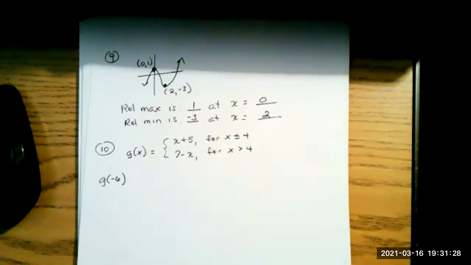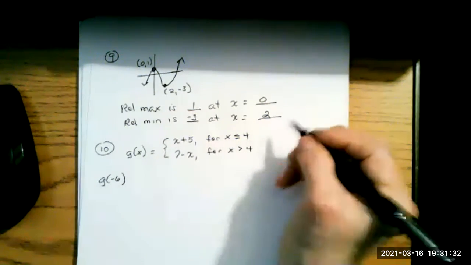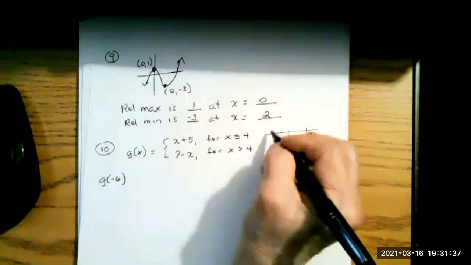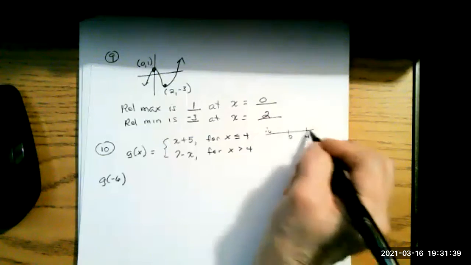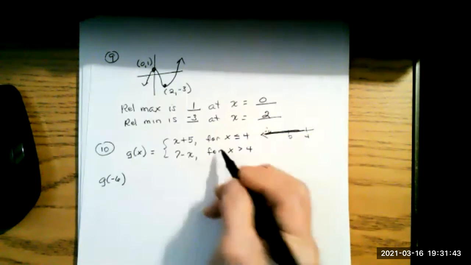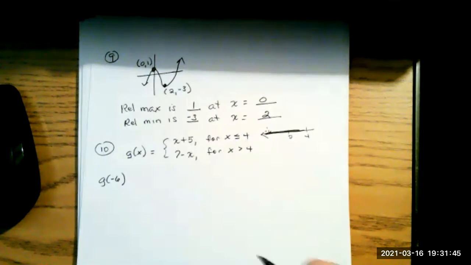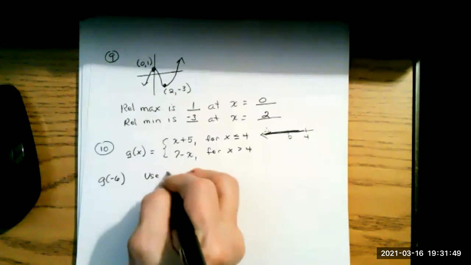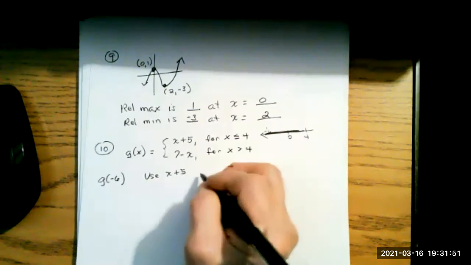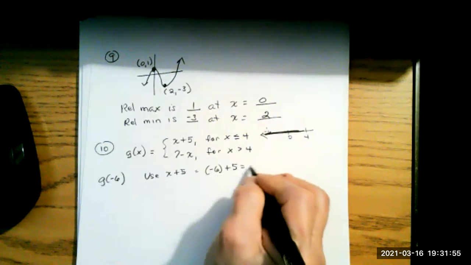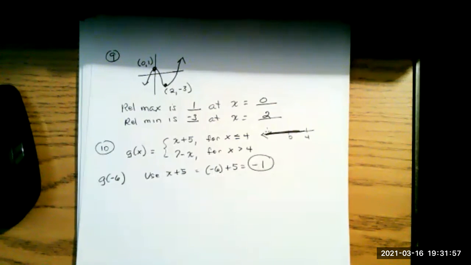Anybody know? X plus 5. It's the x plus 5, because -6 is down here somewhere, in that region right there. -6 is less than 4. So I'm going to use the x plus 5. I put in -6 plus 5, which is -1. That is my answer.